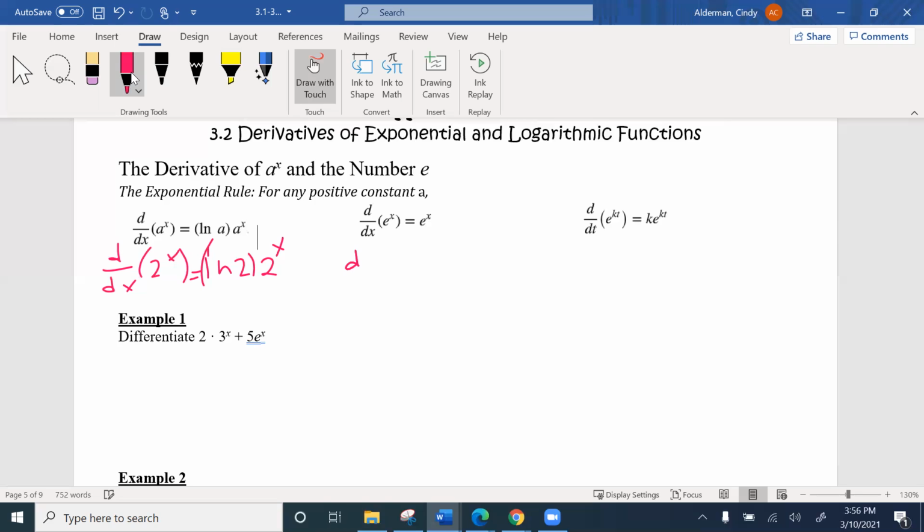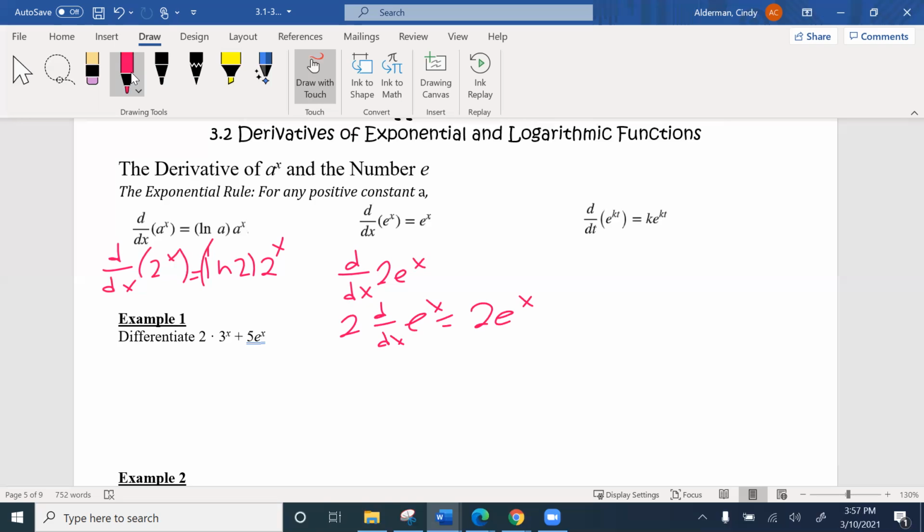So let's say I had something like the derivative of 2e to the x. Well, we know that constant multiple 2 does not affect the derivative, right? So this is the same thing as saying 2 times the derivative of e to the x, which would just equal 2 times e to the x. Two is still there because of the constant multiple rule. E to the x is still there because it is its own derivative.